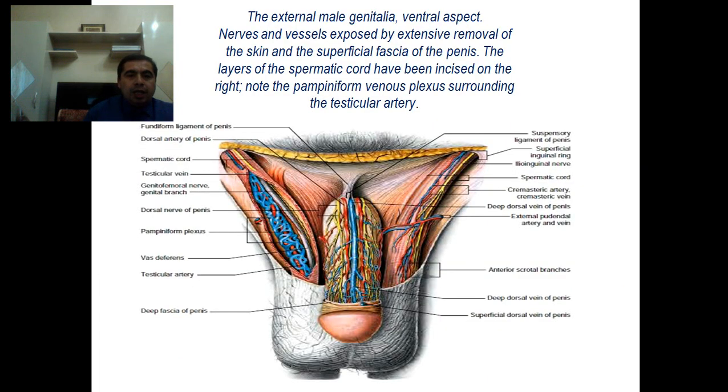First of all, in this picture you are looking at the external male genitalia from the ventral aspect. Nerves and vessels are exposed by extensive removal of the skin and the superficial fascia of the penis. The layers of the spermatic cord have been incised on the right side, and note the pampiniform venous plexus surrounding the testicular artery. It's here.